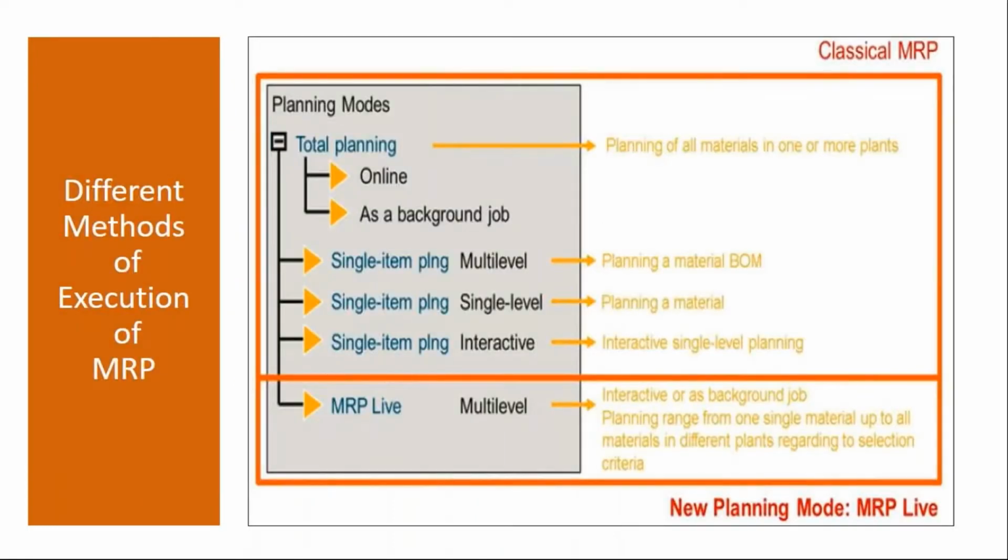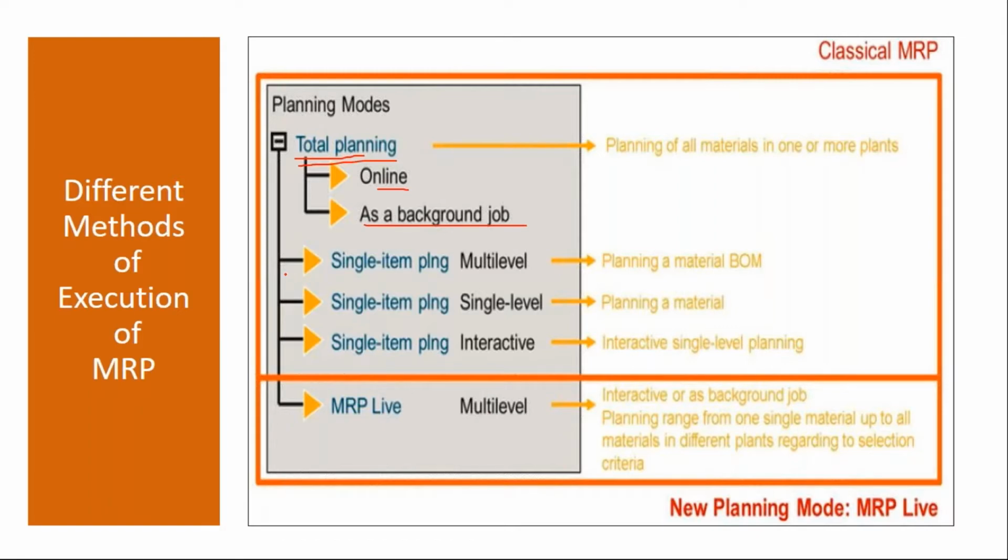So basically, there are different methods of executing MRP. You can run MRP as a total planning. Total planning means it is at plant level. Planning of all materials in one or more plants. So let's say in a company, in a plant, you have a lot of materials. You cannot run MRP for each and every material. That's why you have this total planning. That means you just give the plant, you run MRP, it will plan all the materials in that plant. So high level total planning, one method. I will come to this again in the total planning. Different methods are there. I will come to this in a minute.